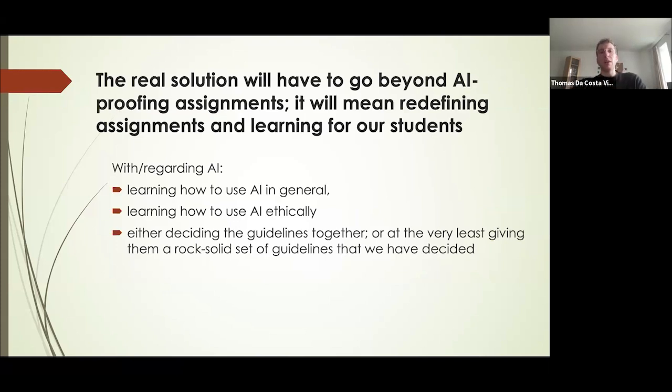And finally, of course, the real solution will have to be more widely to redefine assignments and learning, I think, and also to give a better structure to everything that we do. So first, regarding AI, we should have students learn how to use AI in general and to do so ethically. And we should have stronger, clearer guidelines that are either decided with them or at least rock solid and transparent, so that we can tell them, this is what we've decided. This is what we think works for you. And this is how we're going to prepare you for the AI world. And that's how we're going to do it for assessments. There needs to be no gray area anymore. And at the moment, there's just too much of a gray area with our university's policies.